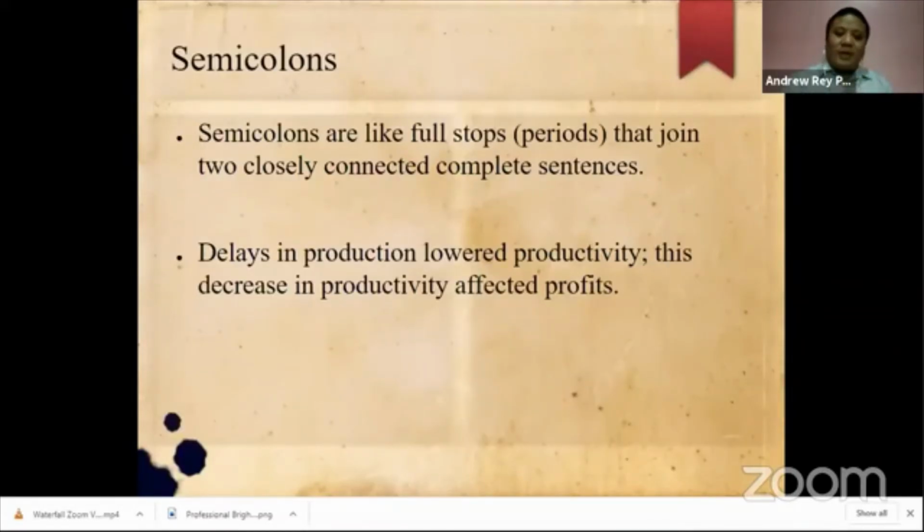For example, delays in production lowered productivity; this decrease in productivity affected profits. Okay? So the semicolon shows us that those two sentences are closely related and you have produced something more formal.